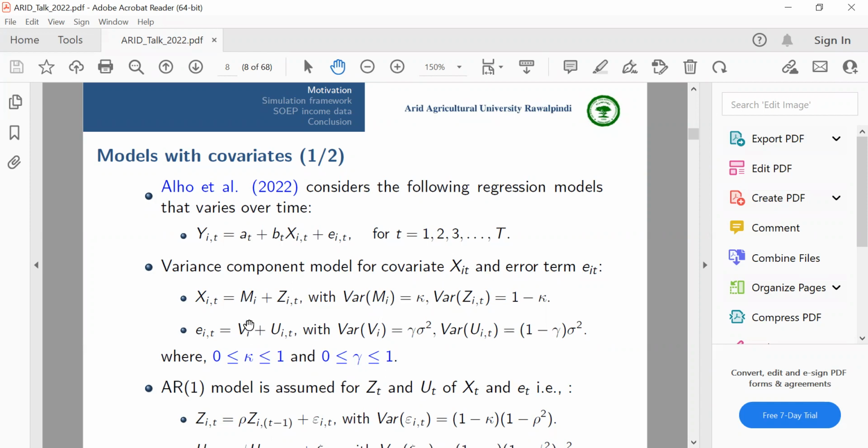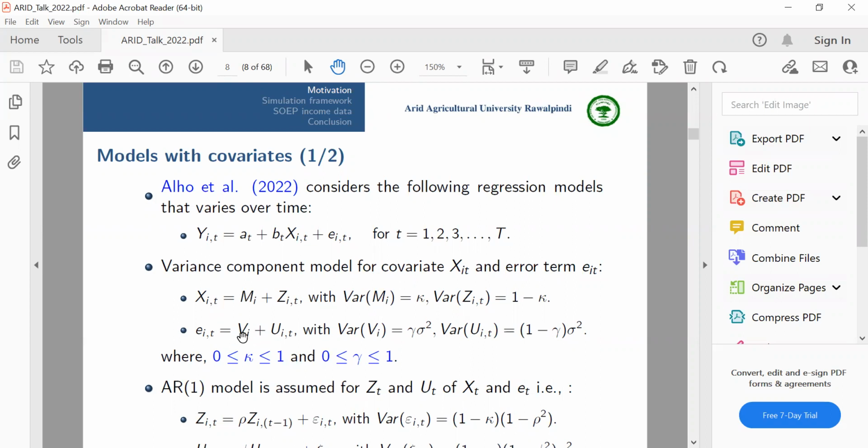And in the other situation, if we impose the variance of the permanent component VI, which is gamma, if gamma is 0, it means the residual term is also varying over time. So in cases where the size of the permanent component MI and the size of the permanent component VI is large, it means that the independent variable is not changing over time.